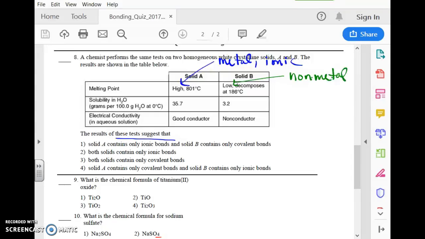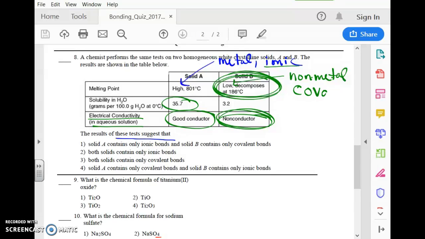Again, we're generalizing. Now, it's also saying electrical conductivity in aqueous solution. You're a good conductor in aqueous solution. Well, that underscores ionic. Solubility in water, likewise, you can dissolve to a large degree. This is saying you're a non-conductor. So we know that since we're dealing with low temperature and a non-conductor, this has to be covalent. So solid B contains covalent bonds.